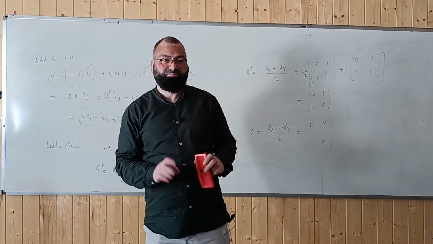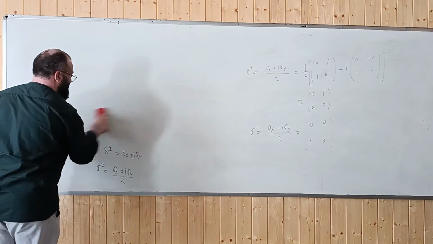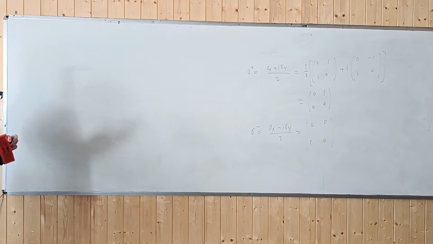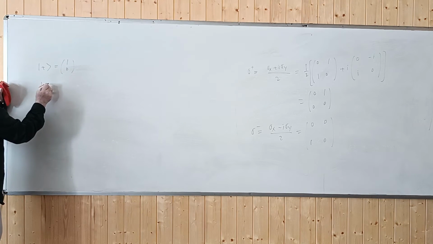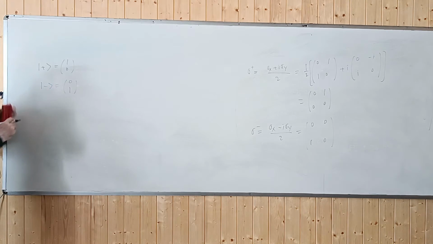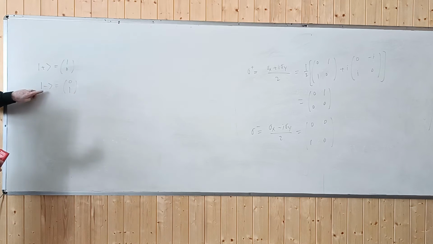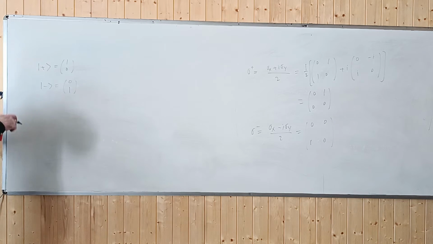So let's check it. Let me give an example. How many possible values are there for a spin half particle? 2 values, either up or down. Clear? So what is our up state? It is 1, 0. And what is our down state? 0, 1. Clear? If I apply sigma plus on the down state, it will raise it to the up state. If I apply sigma minus on the up state, it will lower it down. Okay, so let's check it.